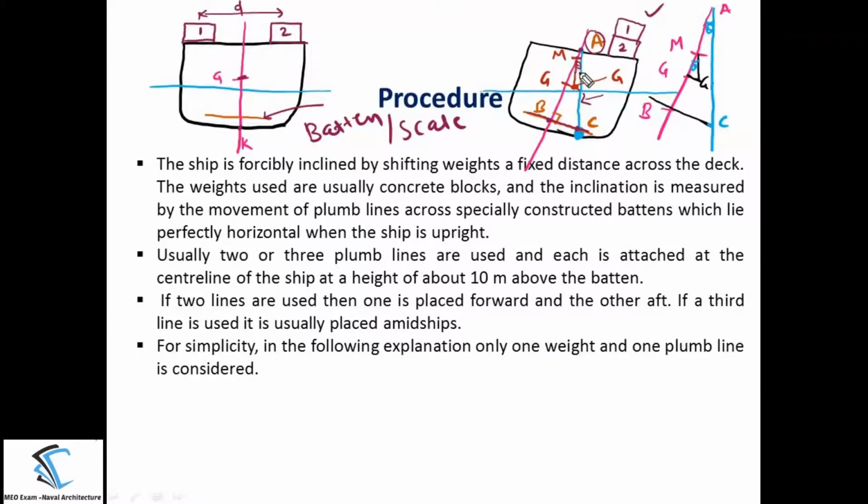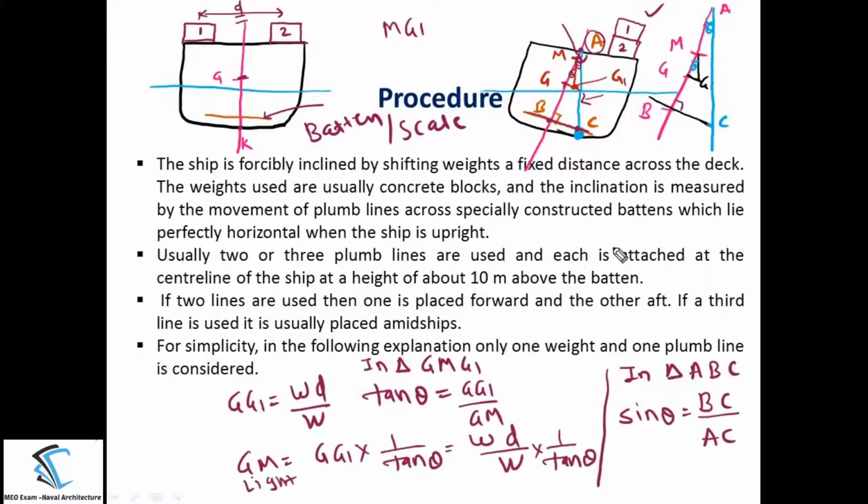Now you can easily measure this angle theta by using a trigonometrical formula. BC is perpendicular to the center line, so I can use this formula: sin theta is equal to the opposite side, BC, divided by AC, and AC is the length of the plumb line. BC you can measure with the help of a scale, and AC is known to us. Like this you will get the value of theta.